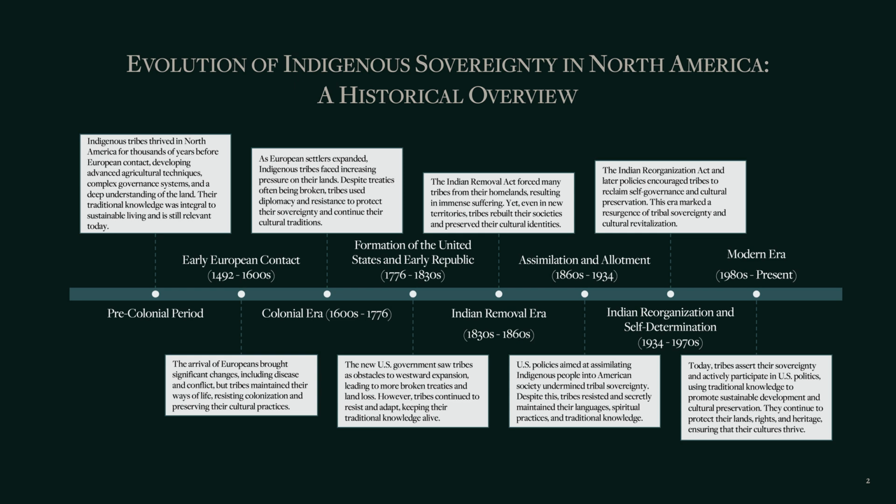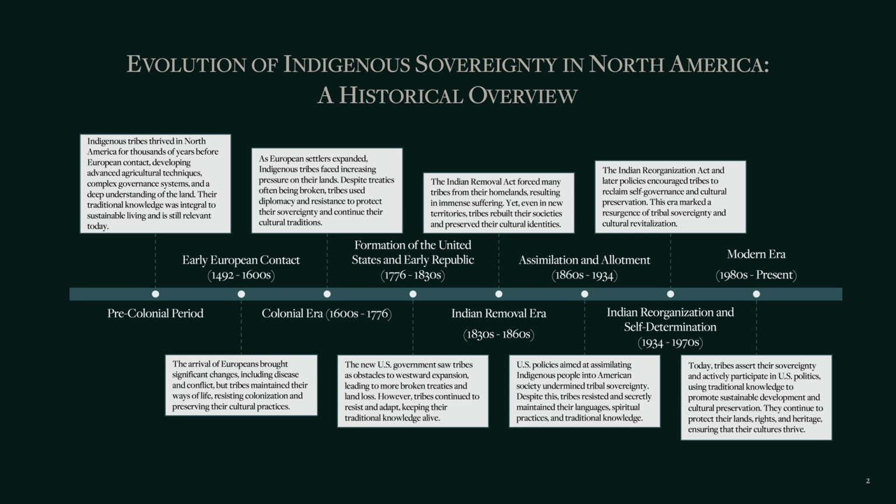During the formation of the United States and early republic, the newly formed U.S. government viewed tribes as obstacles to westward expansion. This led to more broken treaties and significant land loss. However, tribes adapted, kept their traditional knowledge alive, and resisted assimilation. The removal era would later ensue, sparking the Indian Removal Act, which forced many tribes from their homelands, resulting in immense suffering. Despite this, tribes rebuilt their societies in new territories and preserved their cultural identities.